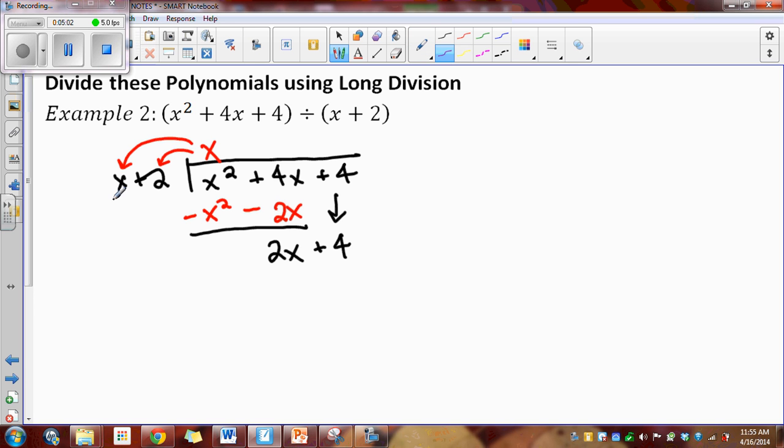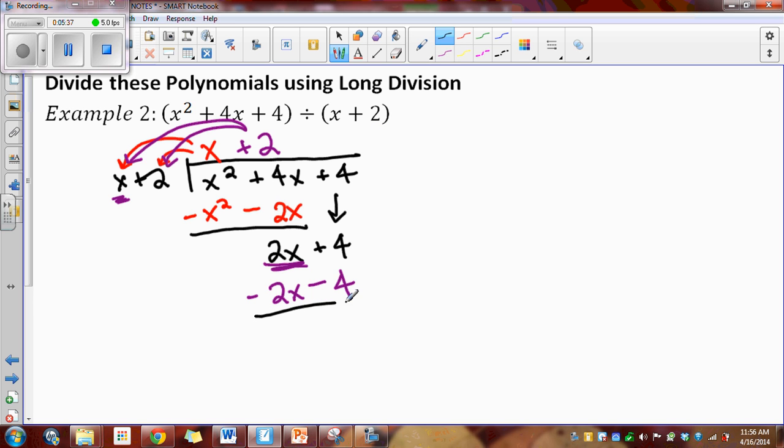Let's start over. How do we get from x to 2x? We multiply by 2, a positive 2. So write it up there. And when we distribute back, draw the arrows. This will help you not forget. When we multiply back out, so a positive 2 times an x, we'll have 2x. And a positive 2 times a positive 2 is a positive 4. But remember, subtract them, both of them.